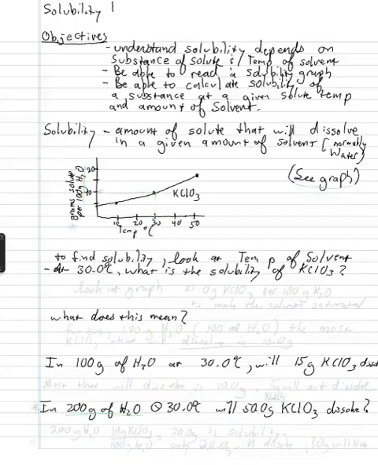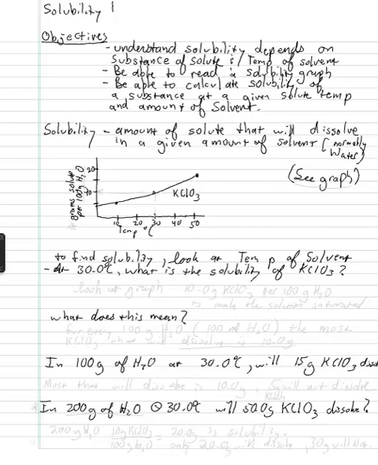In this lesson, we are going to discuss solubility. By the end of this, we should understand that solubility of a solute depends on the temperature of the solvent and the substance of the solute itself. We should be able to read and interpret a solubility graph, and we should be able to calculate the solubility of a given substance at a given solvent temperature and a given amount of solvent.